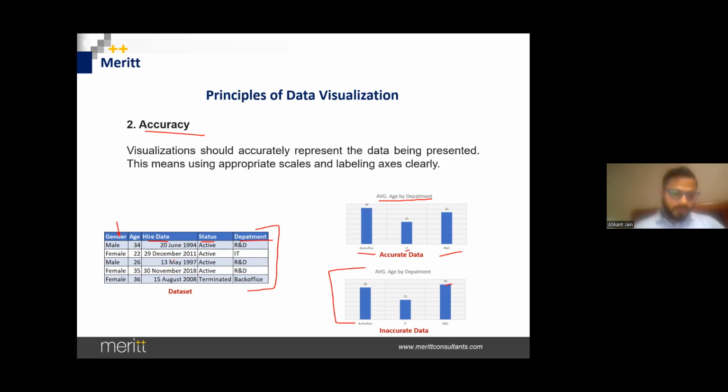For R&D, if I check over here, I have row 1, row 3, and row 4. So if you see the average of R&D from this data set, I have 34, 26, and 35. So 34 plus 26 is 60, plus 35 is 95. And if I have to calculate the average, I'll divide by 3 for 3 records. So it is 95 by 3, right? Which is definitely not 39. So this is my inaccurate data, right?